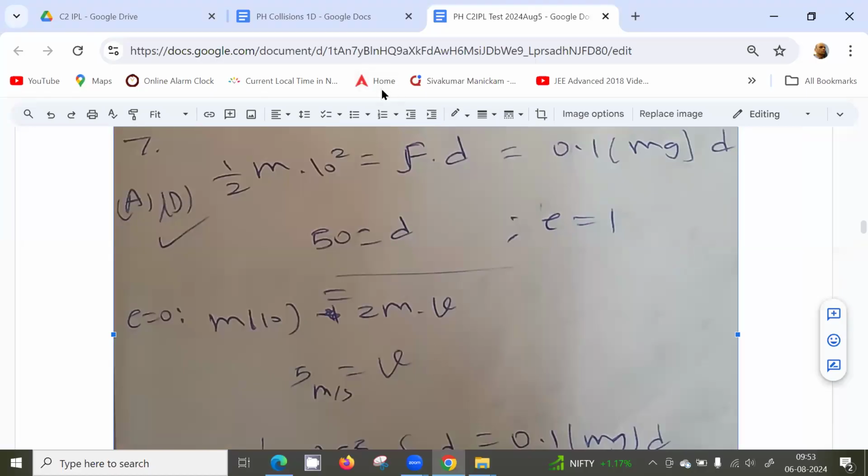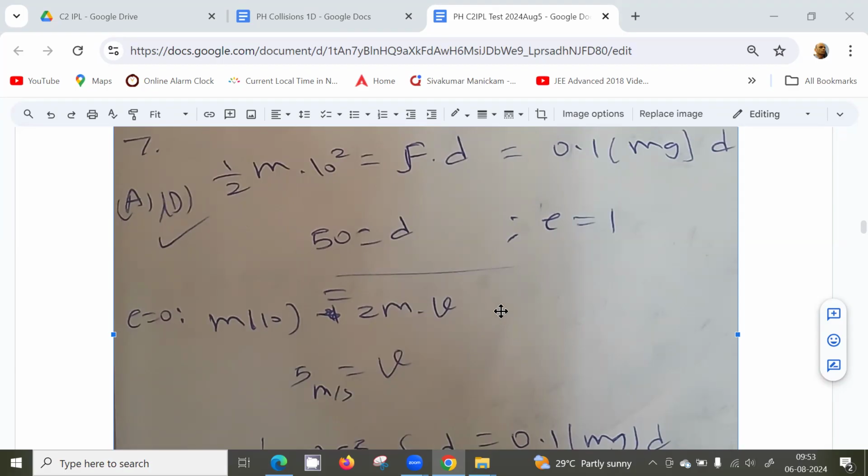Question number 7. Two blocks of equal masses. The surface of block A is smooth, but that of B has a friction coefficient of 0.1 with the floor. Block A is moving with a speed of 10 meters per second towards B, which is at rest, so u2 is 0. Find the distance traveled by B if the collision is perfectly elastic, that's e equal to 1, and if the collision is perfectly inelastic, that's e equal to 0. Take g as 10 meters per second squared.